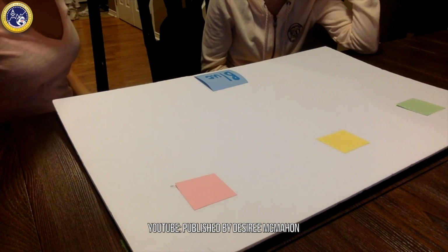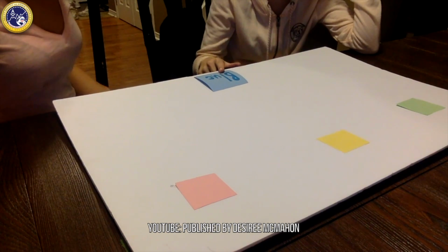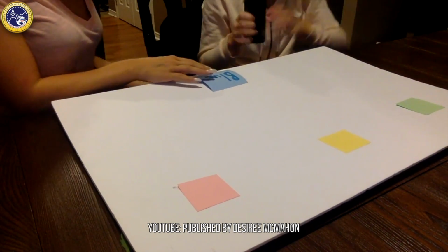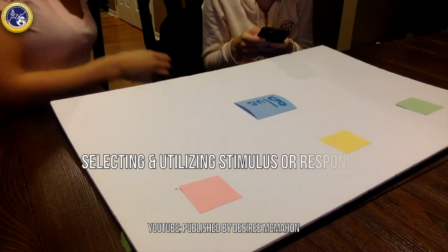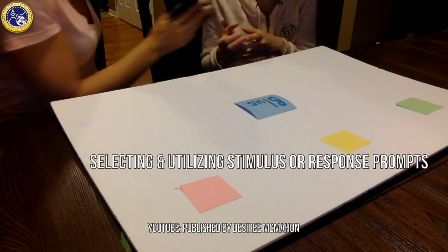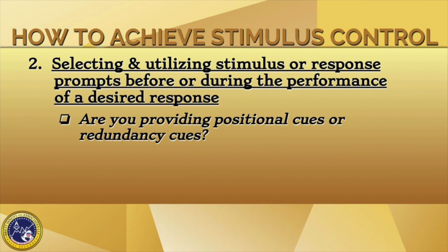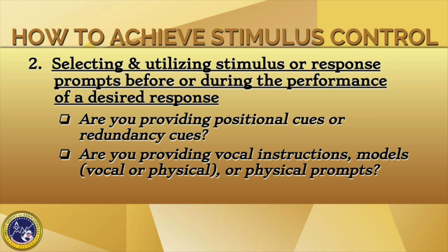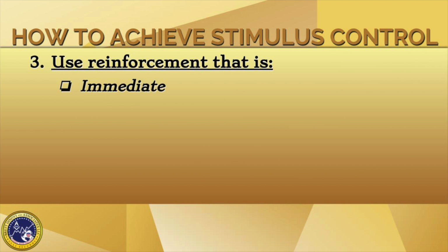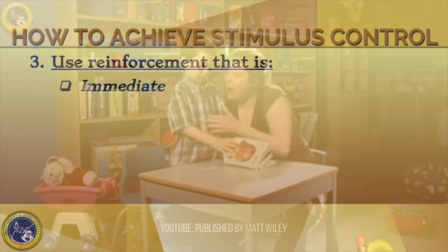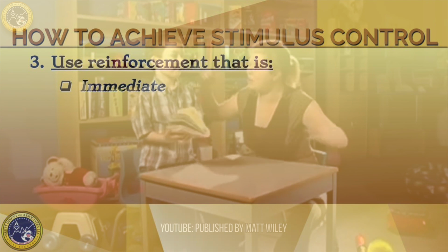Good work. The second thing you want to consider is selecting and utilizing stimulus or response prompts before or during the performance of the learner's response. So are you providing positional cues or redundancy cues? Are you providing vocal instructions, models, whether they be vocal models or physical models, or are you providing some form of a physical prompt?